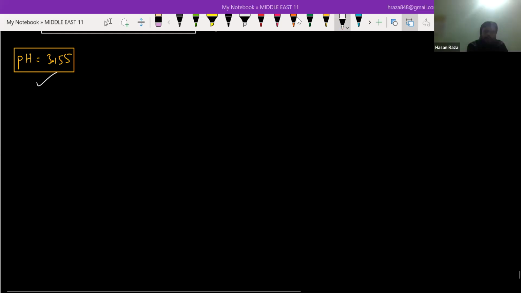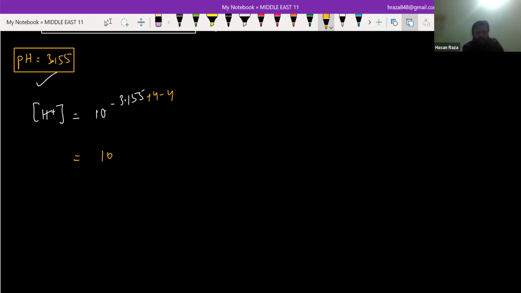Very good. So if pH is equal to 3.155, very good, everyone. H plus is equal to 10 raised to the power minus 3.155. So what you just did is plus 4 minus 4, right? So you will get 0.84 into 10 raised to the power minus 4. So H plus will be equal to 7 into 10 raised to the power minus 4. Everyone got this? Very good.